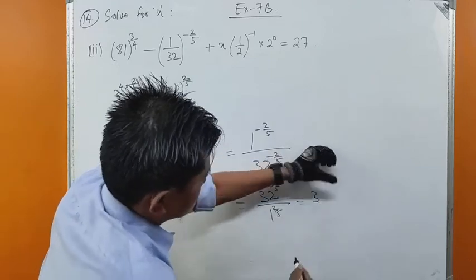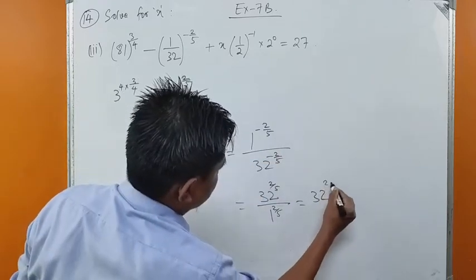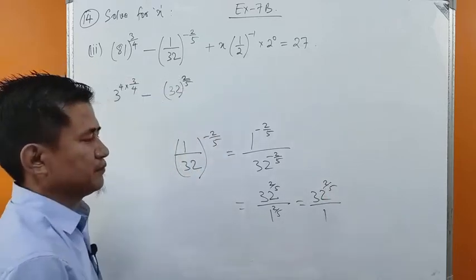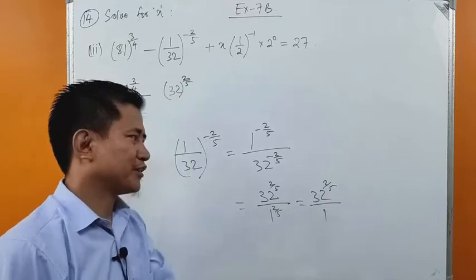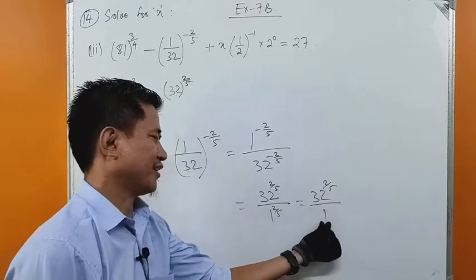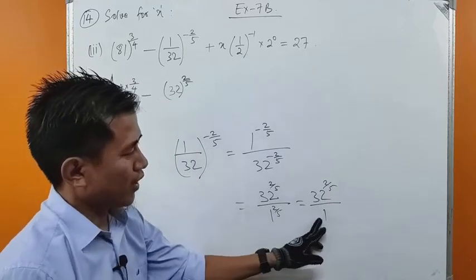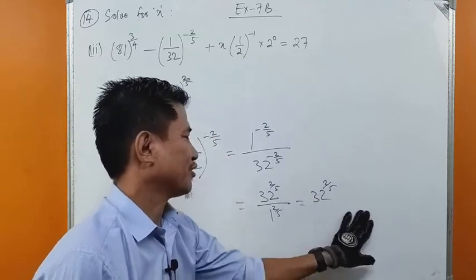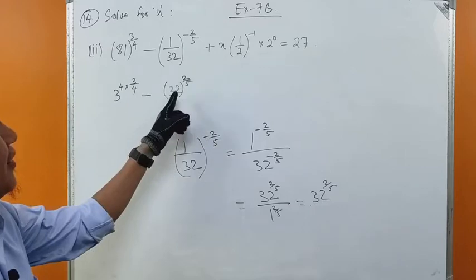So this is 32 to the power 2 upon 5. 32 to the power 2 upon 5 upon 1 to the power any number, which is always 1. 1 to the power any number is always 1. Okay, so we need not write the power. So 1 is always there in the denominator of any number if there is no number. So 32 to the power 2 upon 5.